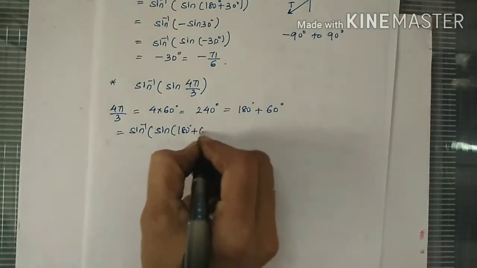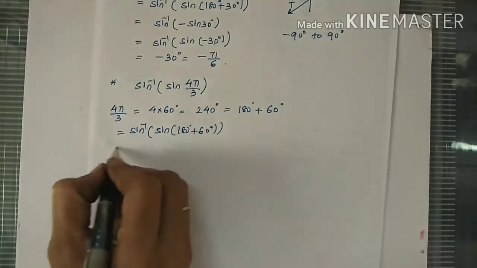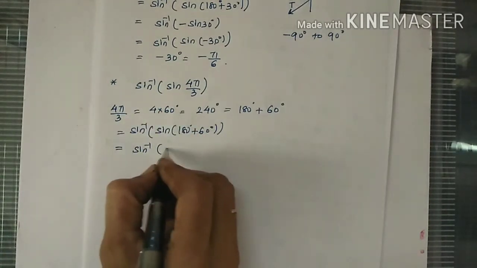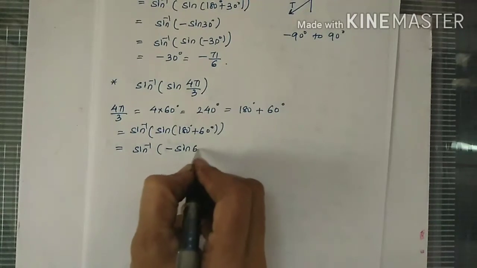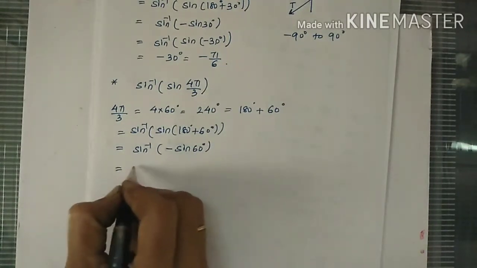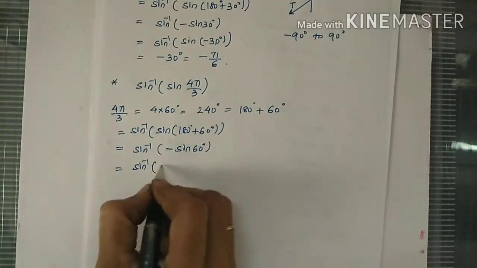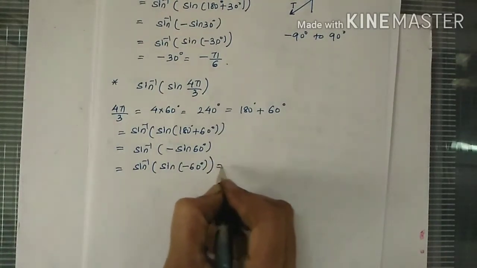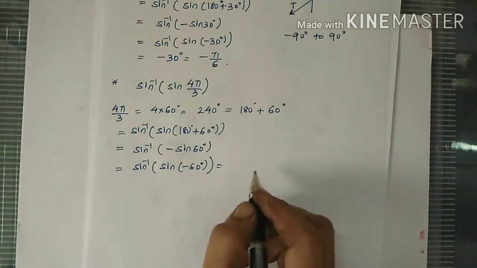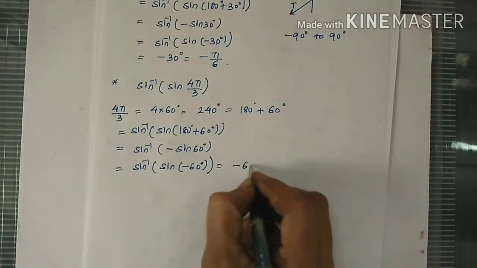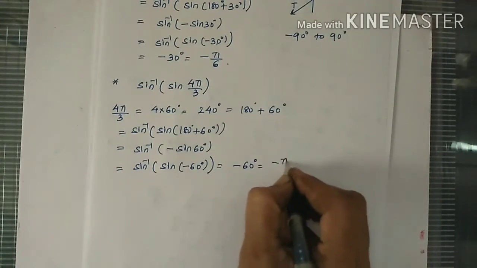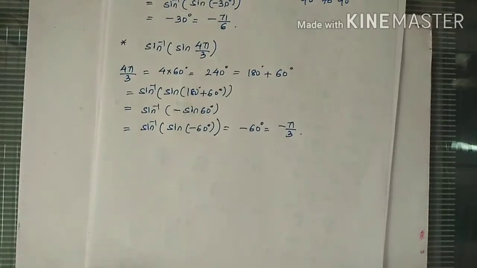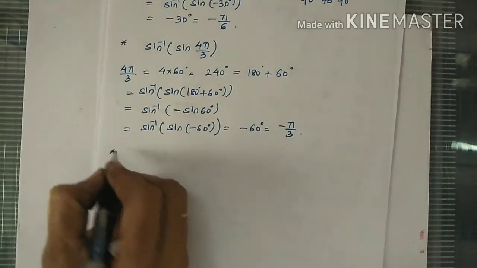Degrees. So that will be just like in the previous example, we can write it as minus sine of 60 degrees, and that will be sine inverse of sine of minus 60 degrees. Now minus 60 degrees lies between minus 90 to 90. So we get minus 60 degrees, that is minus pi by 3. Okay. Let's solve one question of tan inverse.